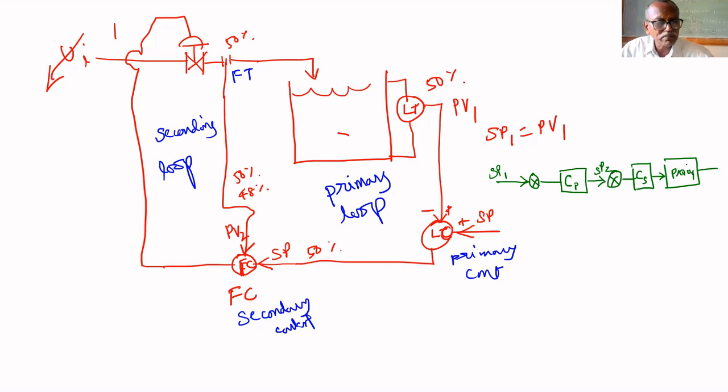The process is separated into 2 parts. This is process 1 and this is process 2. The process flow rate is measured here and given to the secondary controller. The level is given by this primary process variable. This gives PV1 and this gives PV2. Let us call this P2 and this P1.